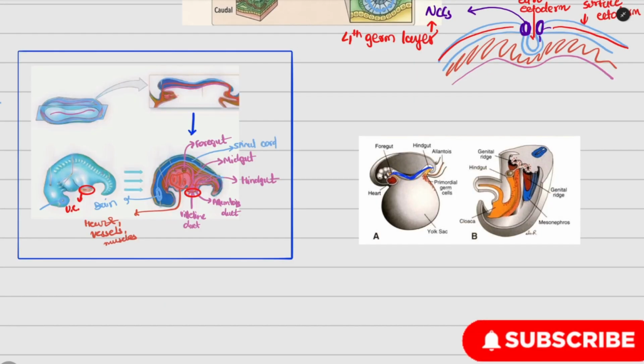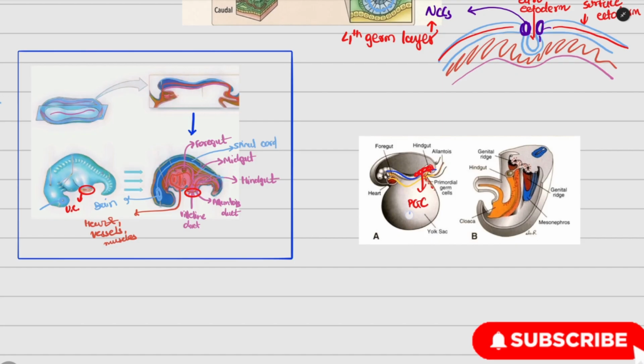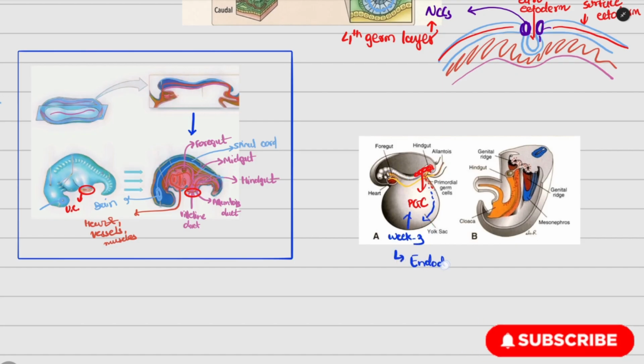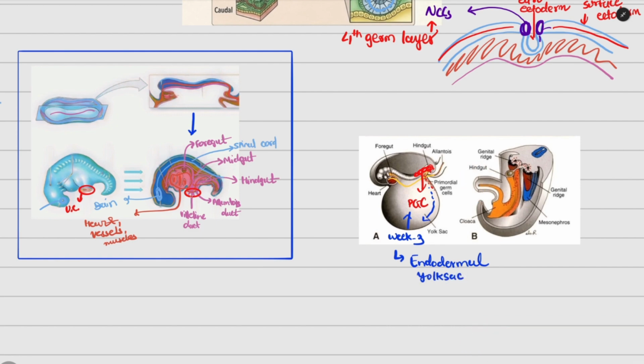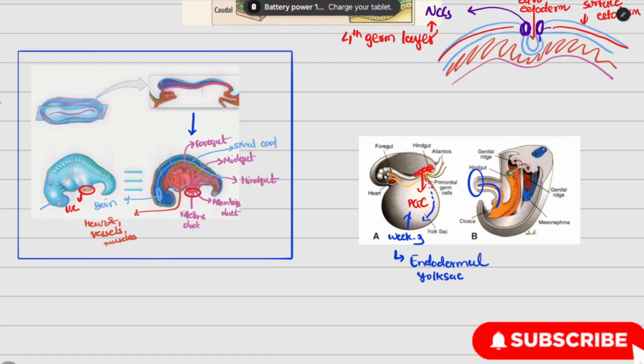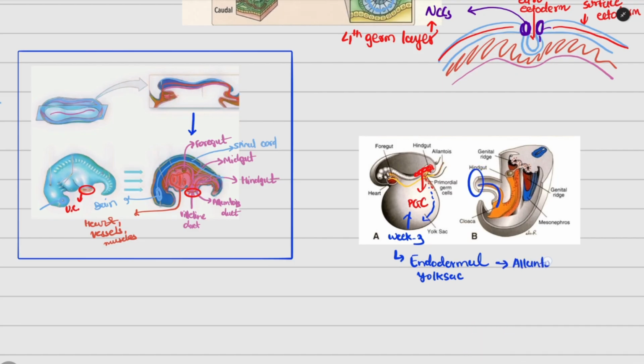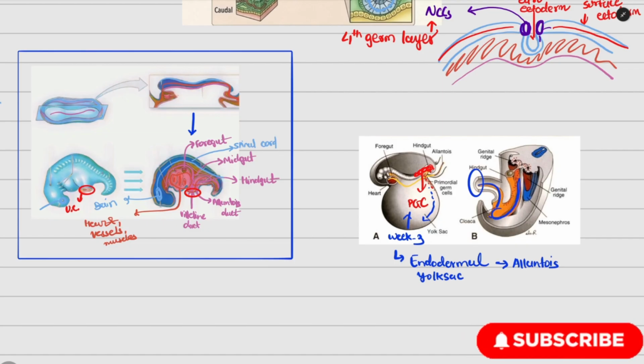Now, let me remind you, before gastrulation we had epiblast and hypoblast here. So what happens before gastrulation is, from the caudal side epiblast cells, primordial germ cells migrate before gastrulation at week 3. And they migrate to the endodermal part of the yolk sac. And we know the yolk sac is connected to the gut tube. So they will travel through the Allantois duct and go to the hindgut.